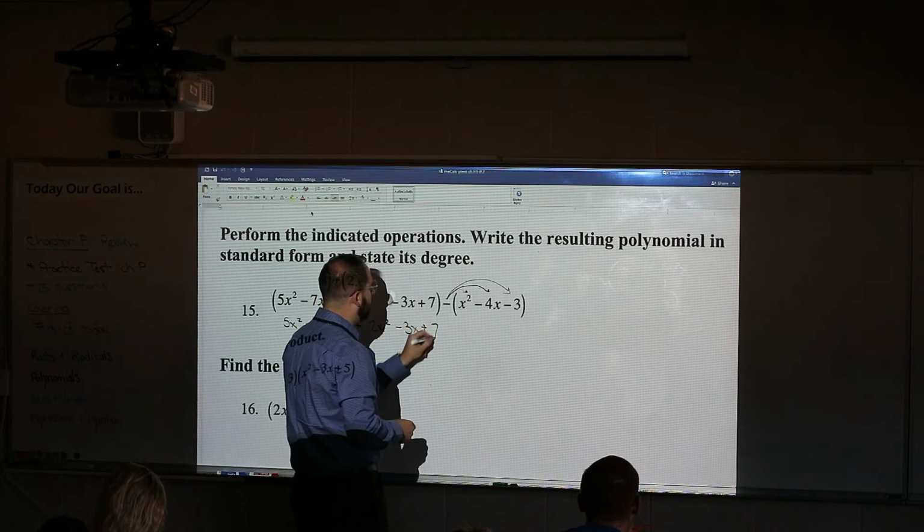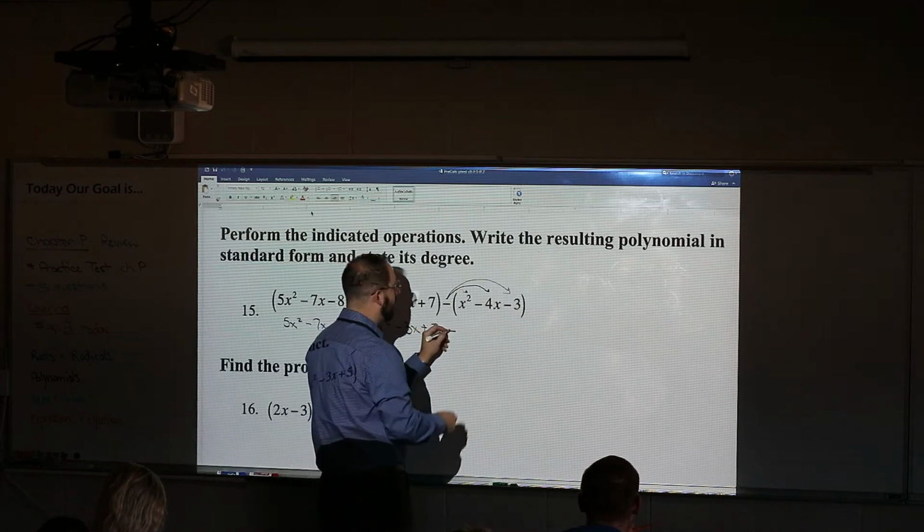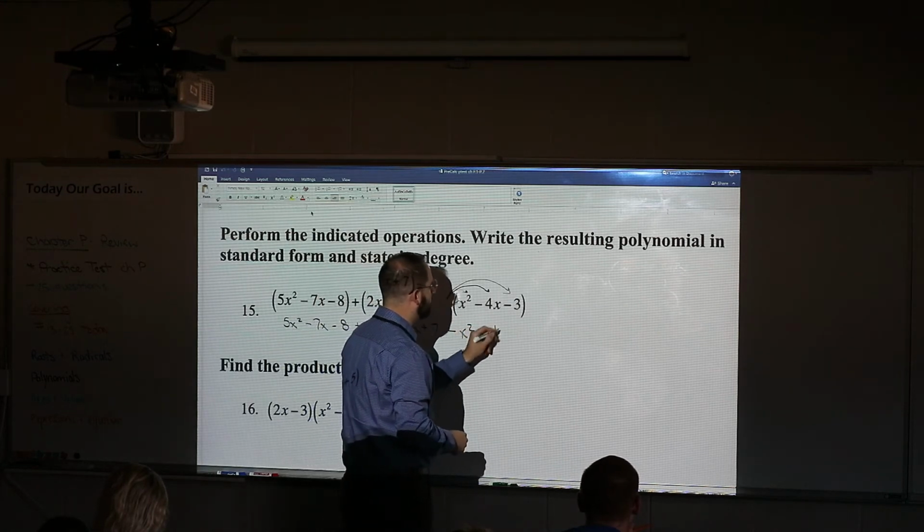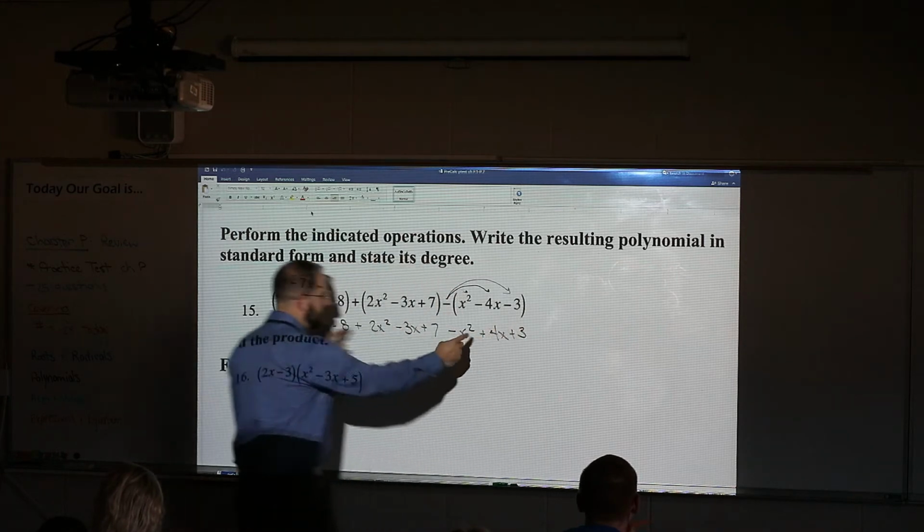I don't need to distribute anything. But I do need to distribute this negative sign back here. So negative x squared, positive 4x, positive 3. Okay, everyone understand the beginning of this problem?